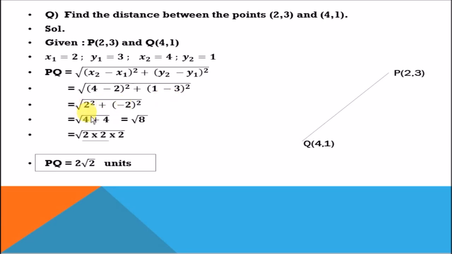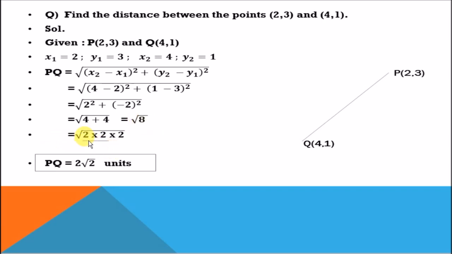So we will get 4 minus 2, 2 square, plus 1 minus 3. 3 is the bigger number having a negative sign, so the negative sign will be retained. 3 minus 1 is 2, so minus 2 whole square. 2 2s is 4. Minus into minus is plus, 2 2s again 4. So we are getting 4 plus 4, under root 8.